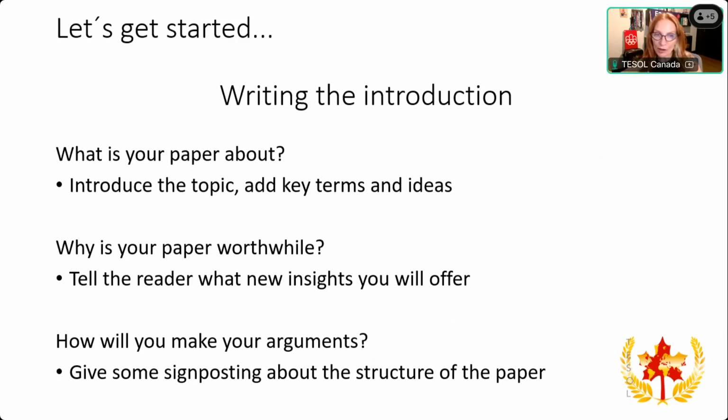How will you make your arguments? Give some signposting about the structure of the paper. The last paragraph of the introduction should explain how the paper is divided. In the first section, this; in the second section, that; in the third section, this; in the conclusion, this. And then you're ready to move on.